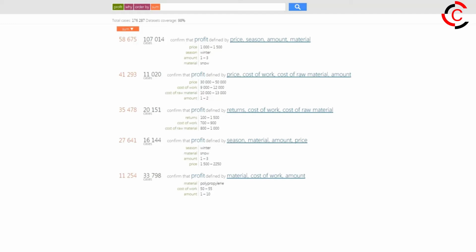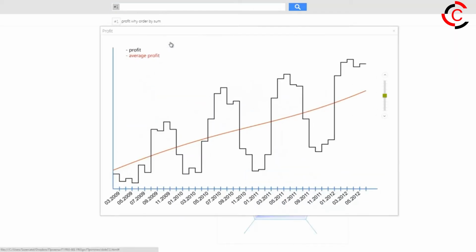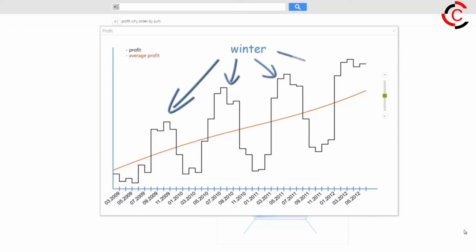I'll start with reviewing the profit diagram of the first segment. To do so, I'll click on the first search result. Then I'll click Profit. The diagram reveals the profit dynamics for the selected segment of data for analysis period. Just as expected, the sales of snowmen made of snow have a seasonal character.